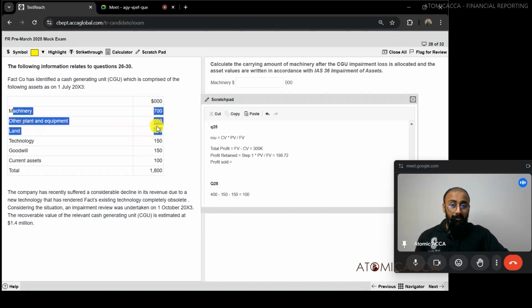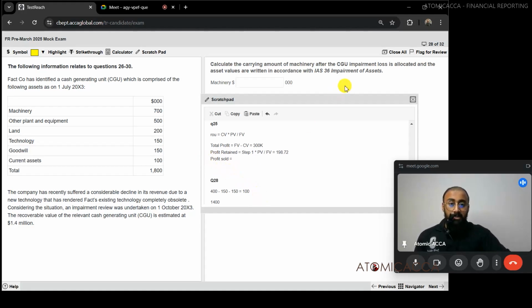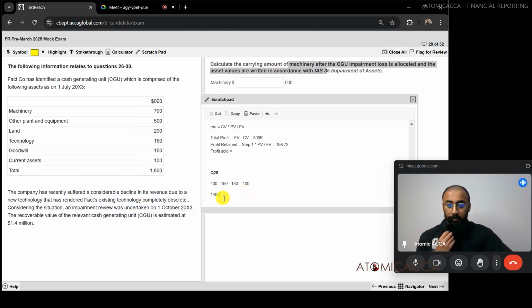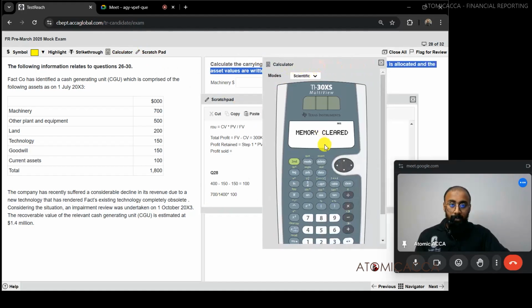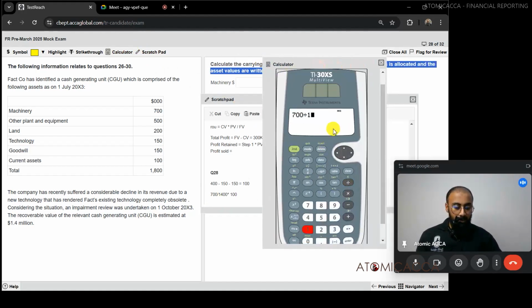What is the total carrying value of these 3 items? 700 plus 500, 1200, 1200 plus 200, 1400. Question is asking for the carrying amount of machinery. So the impairment out of this 100 to be allocated for machinery will be equal to, machinery has 700 value divided by 1400 multiplied by 100. So that will be equal to 700 as a proportion of 1400 carrying value multiplied by 100. That is equal to 50 impairment.